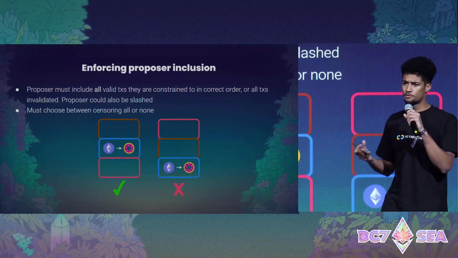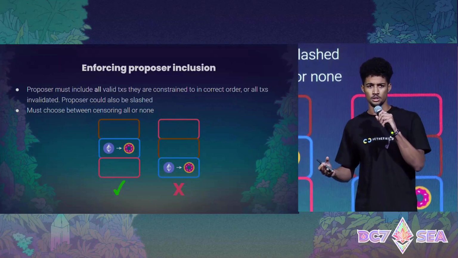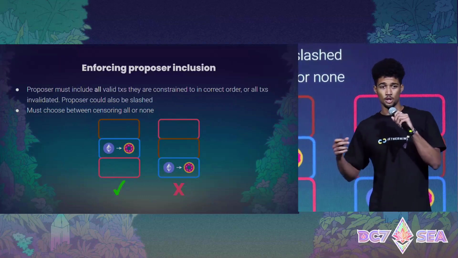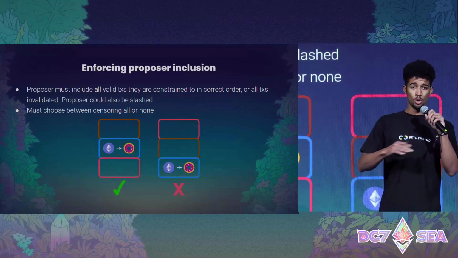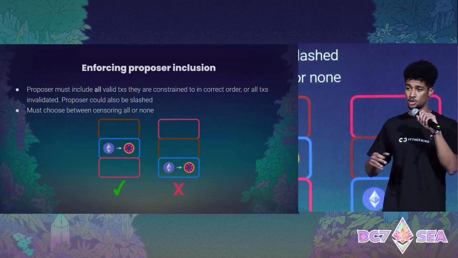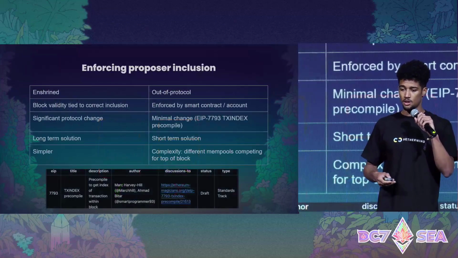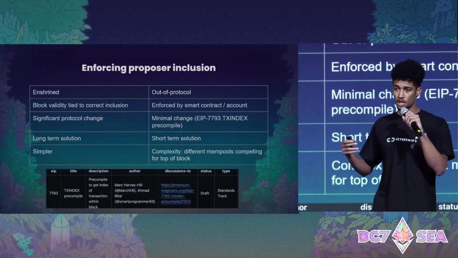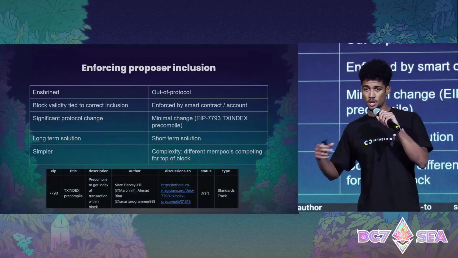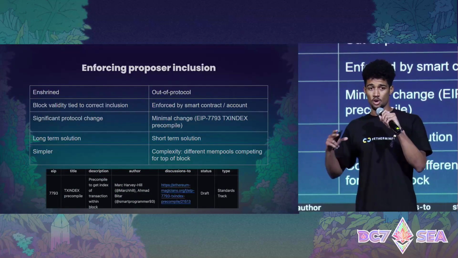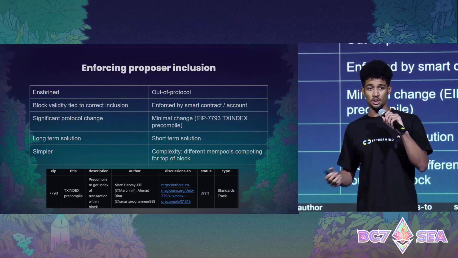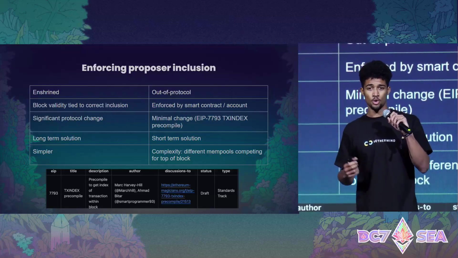So how are we going to enforce proposers to include a transaction? We want to make them choose between including all of the transactions in the correct order at the top of the block, or all of them being invalidated so that the proposer would lose out on all of those tips. There are two different approaches here. We could enshrine into the protocol, so we tie the block validity to correct inclusion, or we could have an out-of-protocol solution. So we check for correct inclusion with a smart contract.